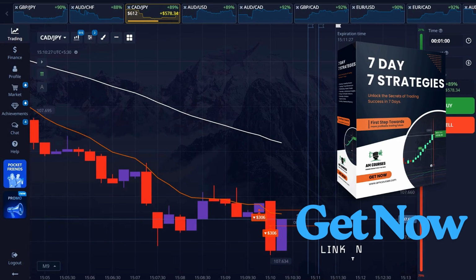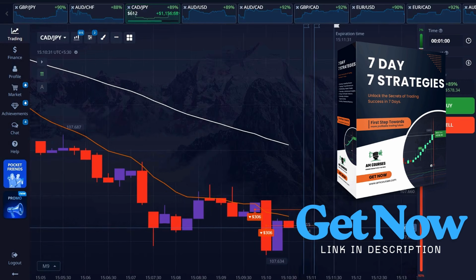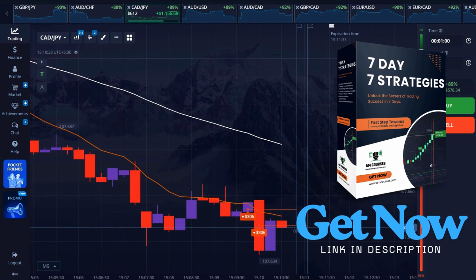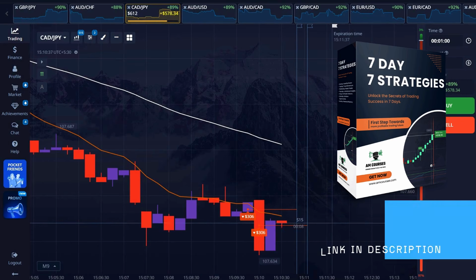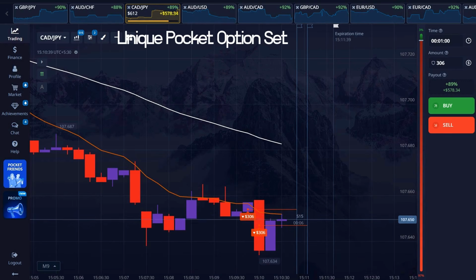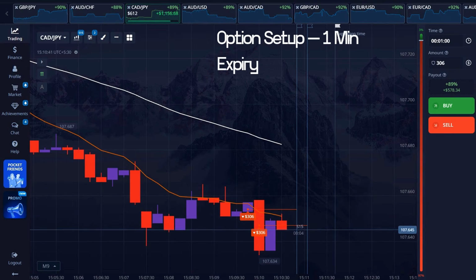Most traders only look at candlesticks and moving averages. But today, I'll show you a hidden tool inside Pocket Option that many traders completely ignore. This is called the Volume Spike Scalper strategy, and it works amazingly in the real market with 1-minute expiry trades.